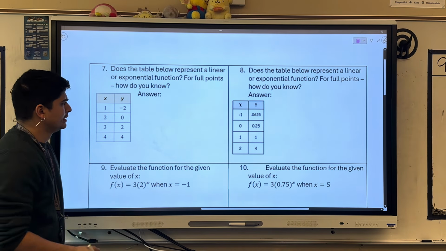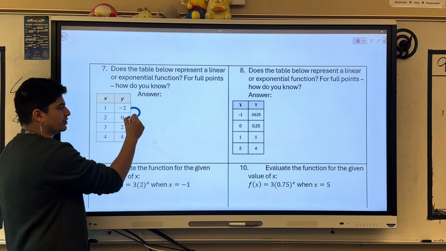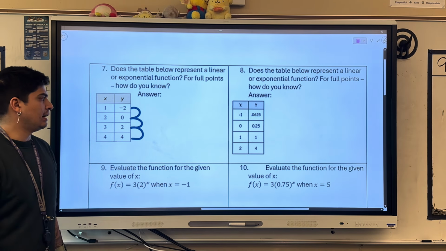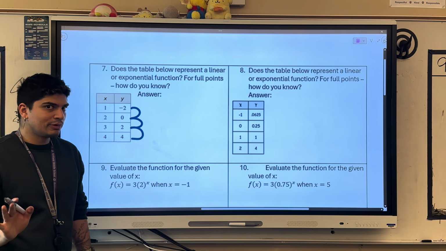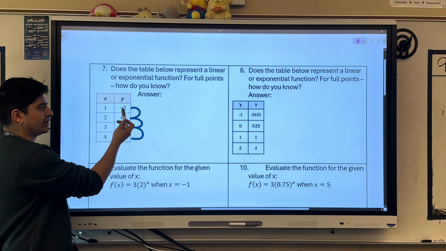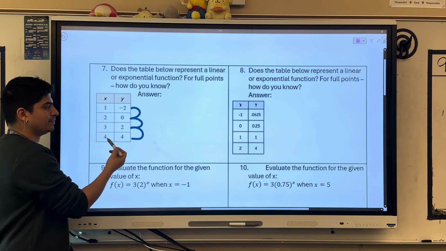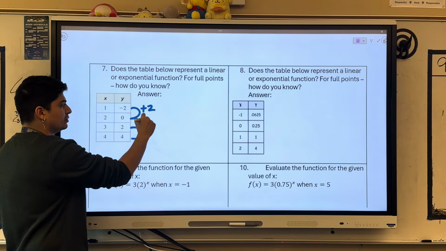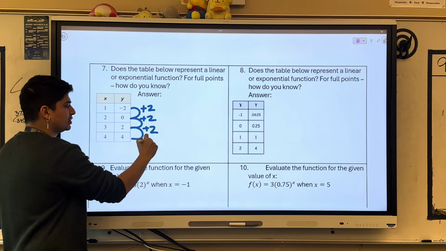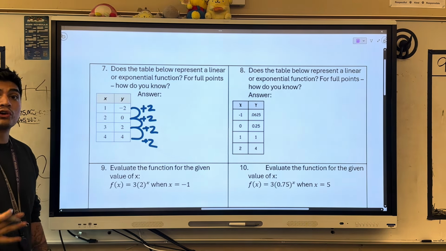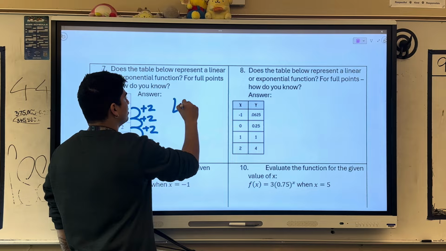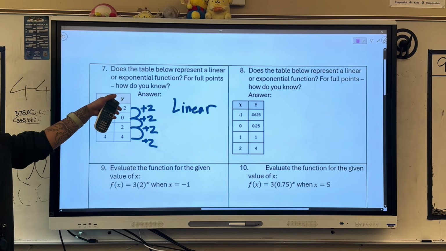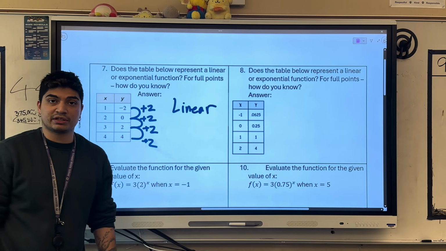So what do I mean by that? Well, going from -2 to 0, 0 to 2, 2 to 4, right? What is happening each time? In this case, it looks like it could be multiplying, but you can't. There's no such thing as a number that takes you from -2 to 0, or 0 to 2, by multiplying. You're adding. Each time, what's happening is +2, +2, +2, +2, over and over again, meaning it would be linear because it's adding by 2 every single time. So when it says for full points, how do you know? It's adding by 2 every single time.